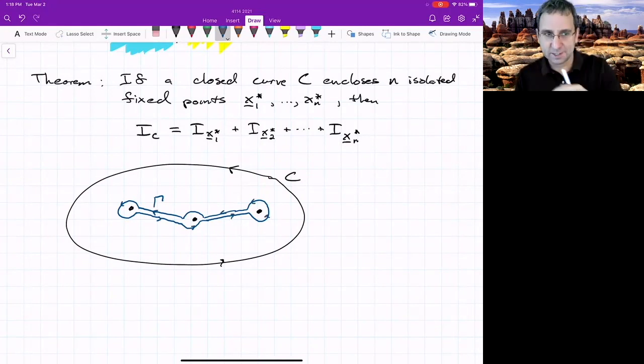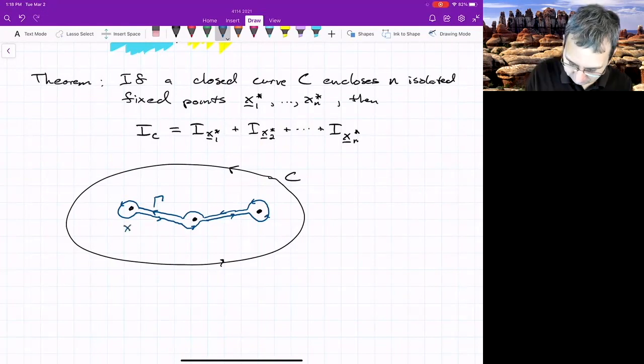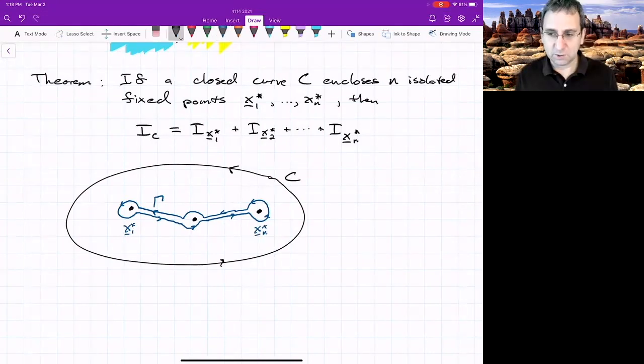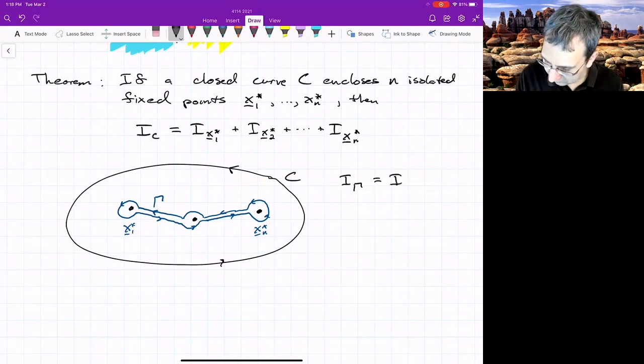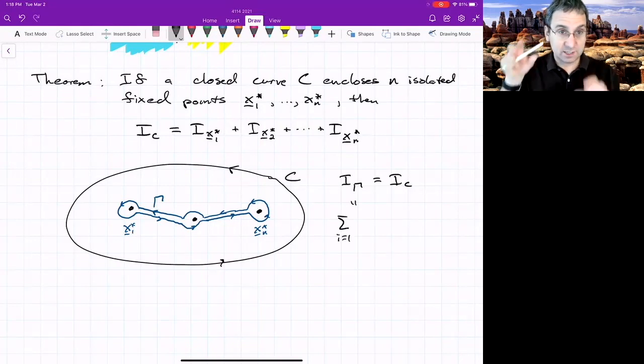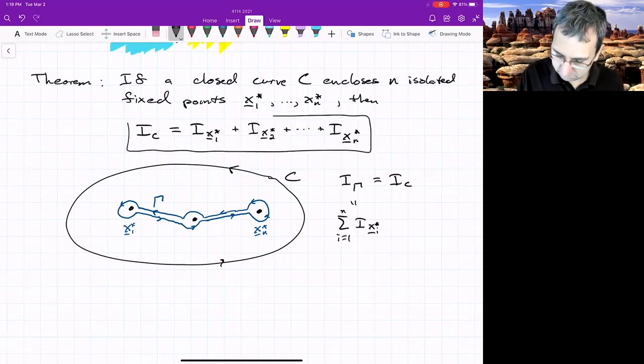And like before, contributions due to bridges will cancel out, and all we'll be left with is, so if this was x1 star and so on, xn star, hopefully you can see what's going on. The index of this blue curve gamma is equal to the index of C. But the index of the blue curve gamma is going to equal the sum of the indices of the points, because it's got these little bubbles around each point. And so that's it. That's the proof.